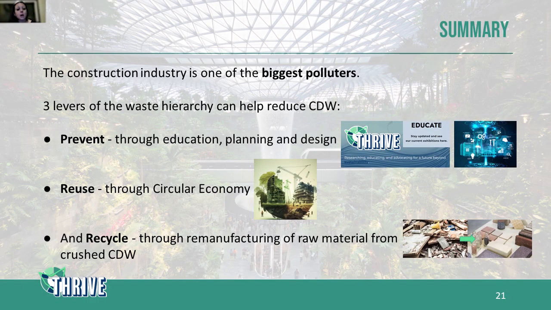So to summarize, the construction industry is one of the biggest polluters nowadays. Research has shown that there are three levels of the waste hierarchy that can help reduce construction and demolition waste. Prevention through education, better planning, and better designing. Reusing through the development of circular economy amongst all the actors of the construction industry and individuals. And finally, recycling through remanufacturing of raw material from crushed construction waste.